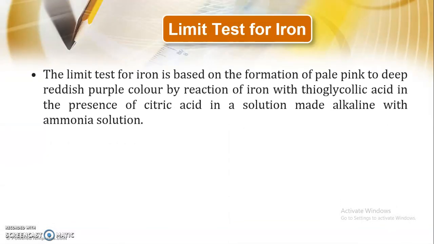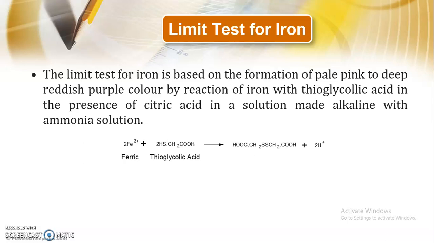As we know, this limit test for iron is based on the formation of a pale pink to deep reddish purple color by the reaction of iron and thioglycolic acid in the presence of citric acid, in a solution which is made alkaline with ammonia solution. I will tell you the use of citric acid here, but just before that, we will see the reaction.